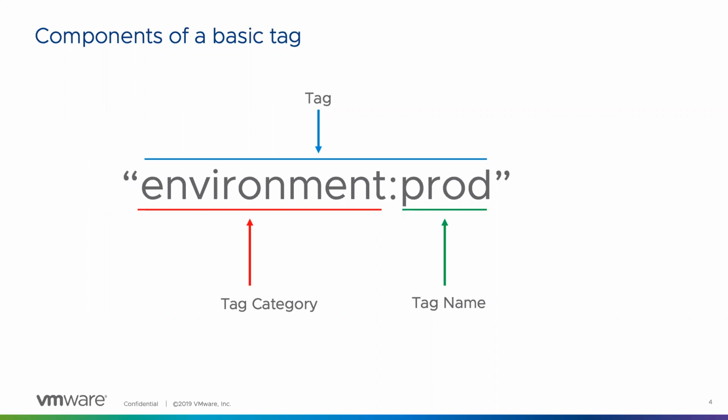Of course, what you're looking at right now, calling it a tag category and a tag name, is VMware's definition of a tag's components. You'll see that some other providers might call these a key-value pair. So they go by different names, but in the end, they have the same components on the left and the right.